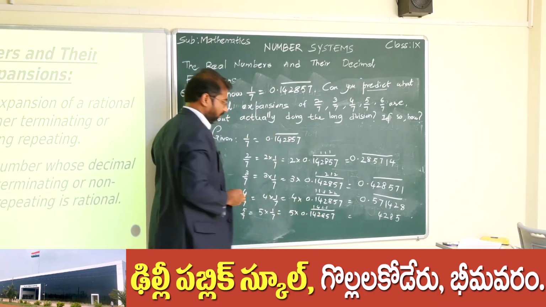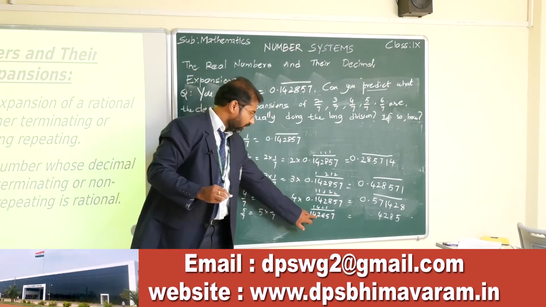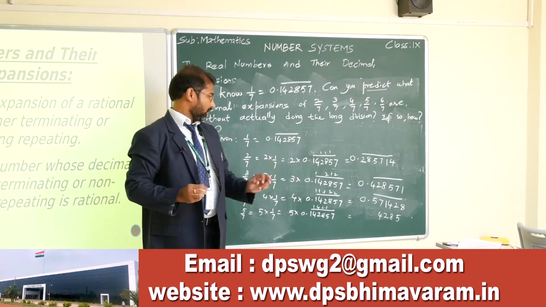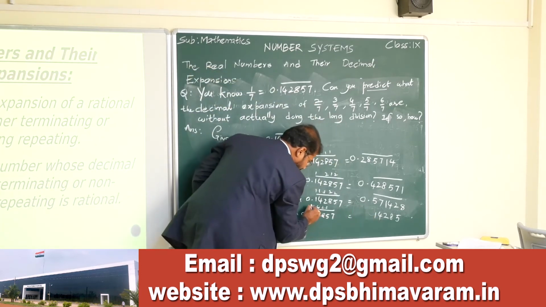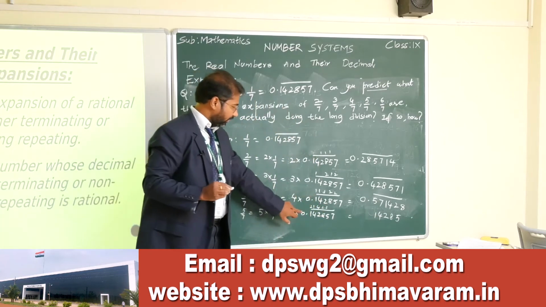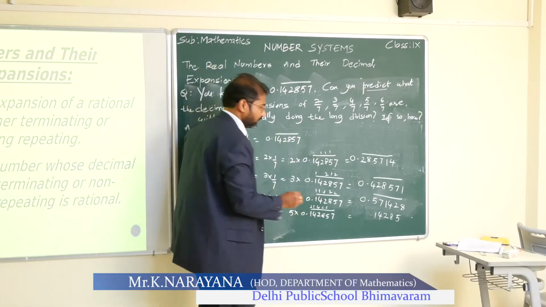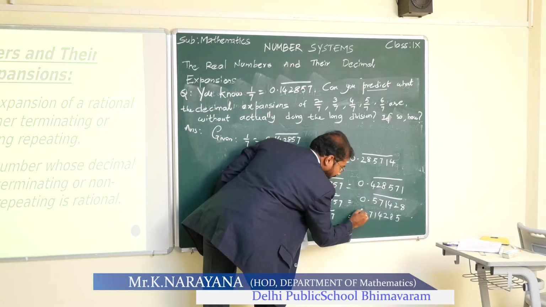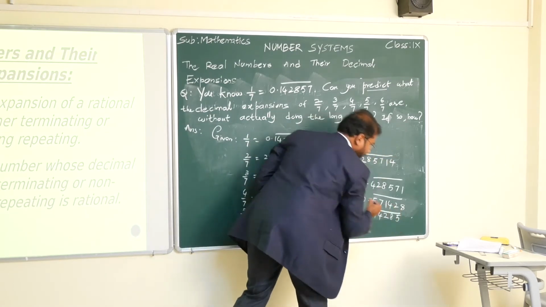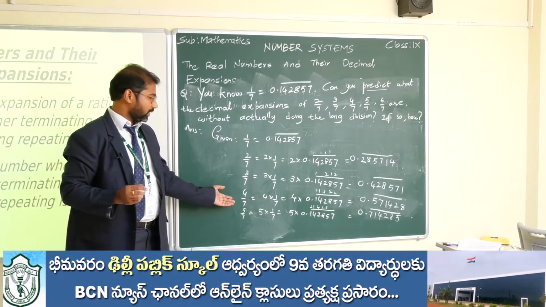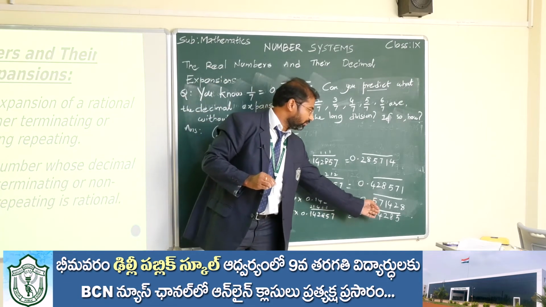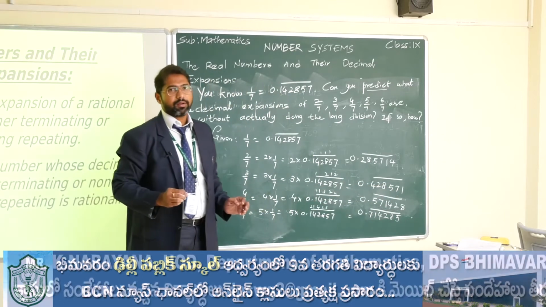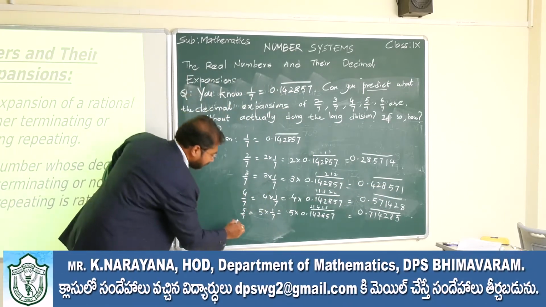1 carry forward. 5 fours are 20. 20 plus 1 is 21. 1 I will write here. 2 carry forward. 5 ones are 5. 5 plus 2 is 7. And then point 0. So the decimal expansion of 5 by 7 is 0.714285 bar. And the last one is 6 by 7.